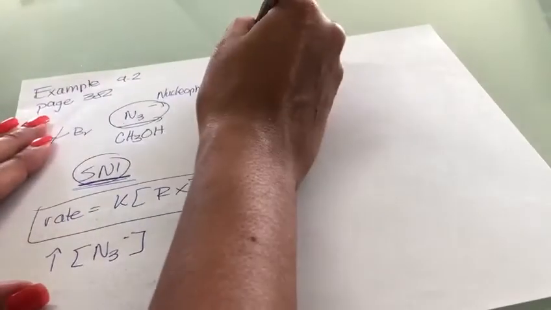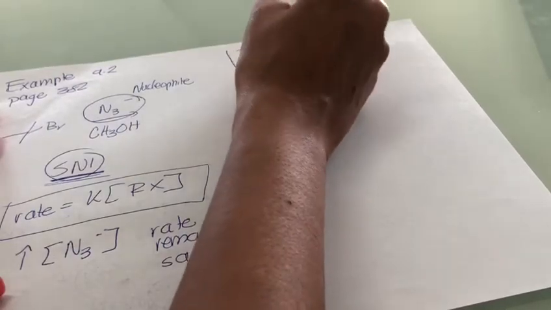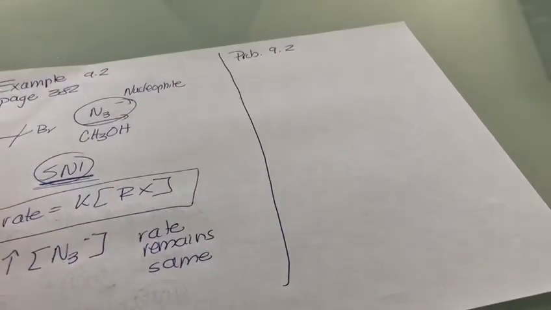Let's take a look at question number 9. For question number 9, we have to go over problem 9.2 found on the same page. That problem says the reaction of bromomethane with the same anion that we used for the example, using methanol as the solvent, is an SN2 reaction. What happens to the rate of the reaction if the concentration of the N3 anion is doubled?